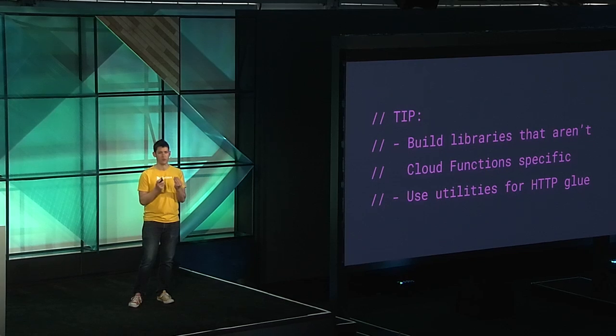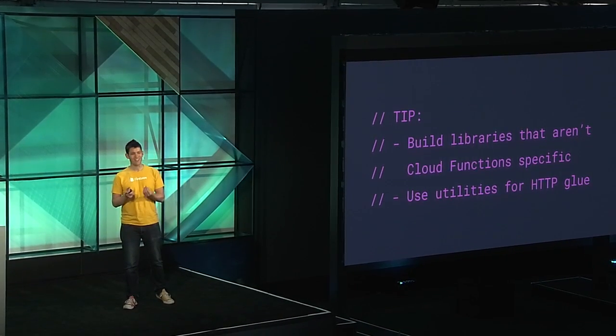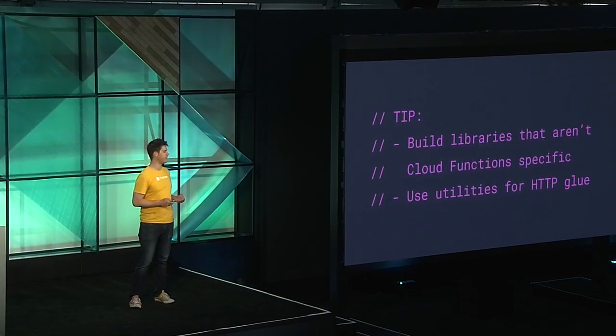Some other tips related to HTTP functions. In general, you should not be building libraries that are Cloud Function specific because you're going to have a harder time testing them. And if you have something that's innately coupled with the nature of HTTP, make a standalone library that you call within your Cloud Function.